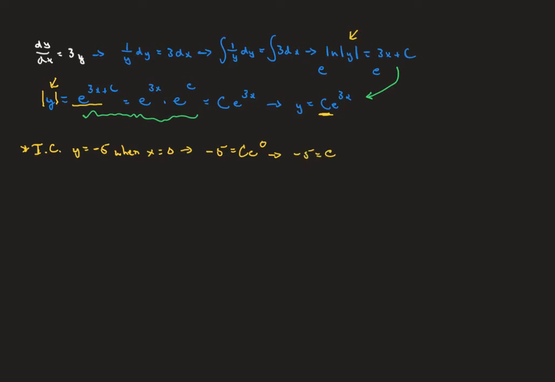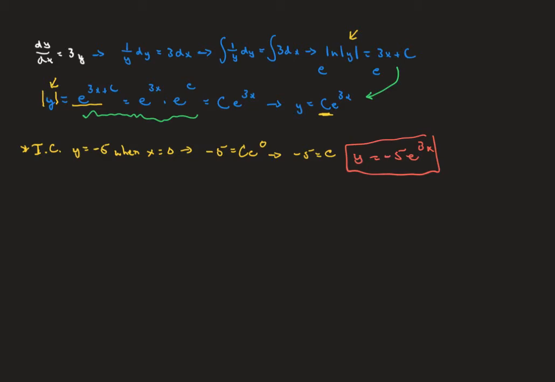And so that is going to make our particular solution, the one that solves the differential equation and the initial conditions both, y equals -5 e to the 3x. So there's the solution to our differential equation. Okay, let's work another example.